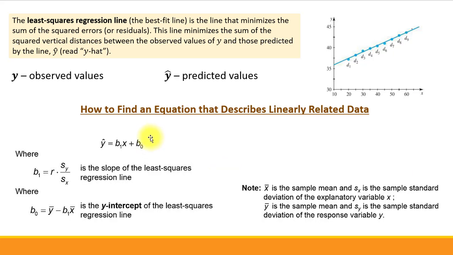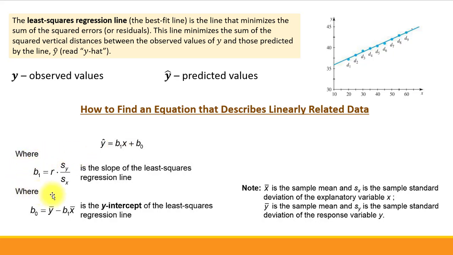So first, let's talk about how to find an equation that describes linearly related data by using a formula. First of all, this is the shape of that equation. Once again, you may recognize it from algebra. It has the form of a linear equation. In algebra, a lot of times we say y equals mx plus b. So in this equation, y, or I should say y hat, since it's used to predict values, and x are the variables, but b0 and b1 will be the numbers that we need to find.